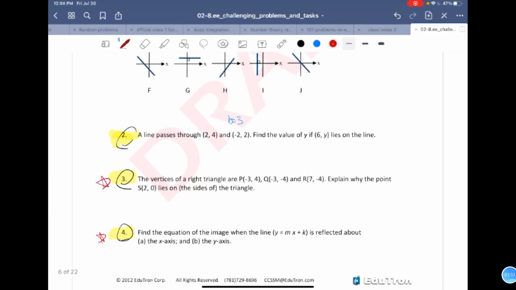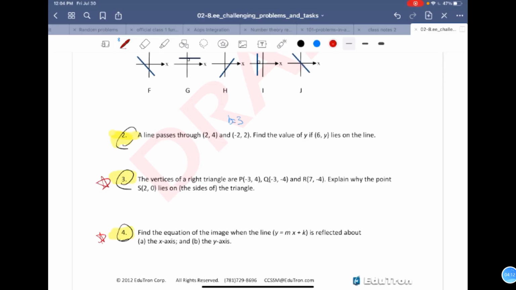All right. So first, question 3: the vertices of a right triangle are (-3, 4), (-3, -4), (7, -4). Explain why the point (2, 0) lies on the side of the triangle. Anyone solve this? I did. I also did, but I don't think I got it correct. Some of you might have. I haven't checked all the homework. Sorry.